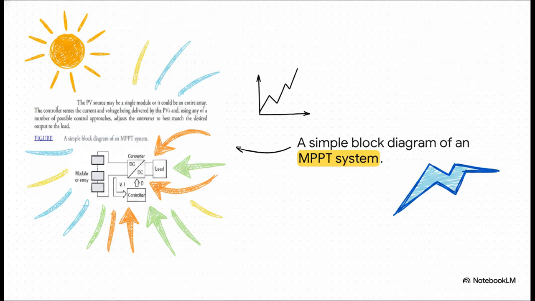This specialized controller acts like a hawk, constantly sensing the real-time current and voltage coming from the PV modules. It takes that data and seamlessly adjusts the converter, specifically tweaking the duty cycle to lock right in on the maximum instant power available. It's constantly adjusting to perfectly match the output to the load.